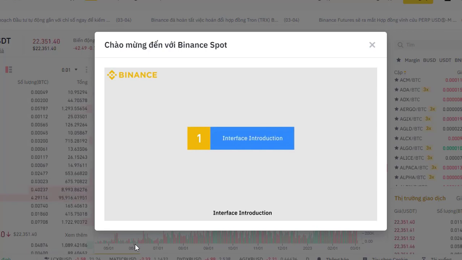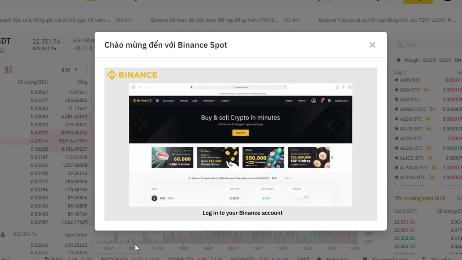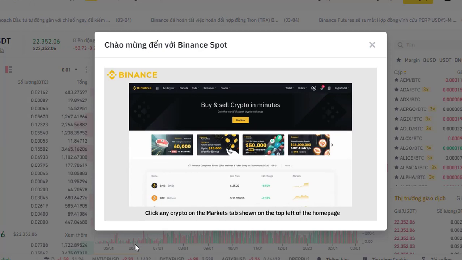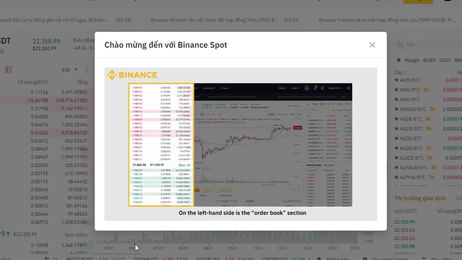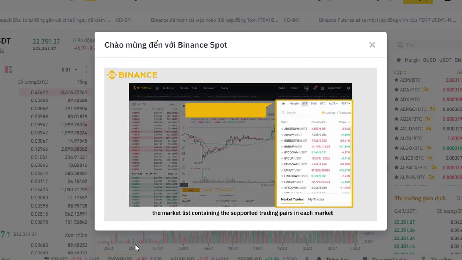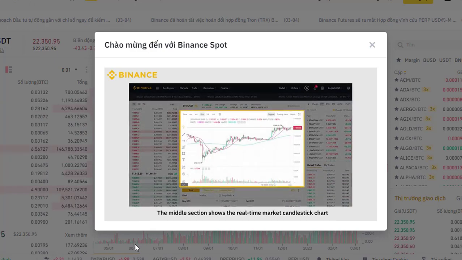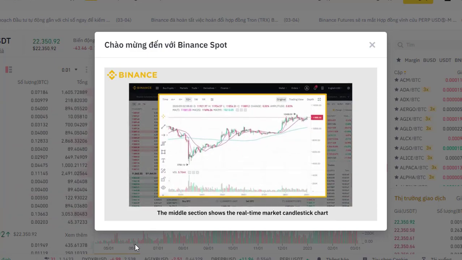Interface Introduction. Log into your Binance account. Click any crypto on the Markets tab shown on the top left of the home page to go to the spot trading page. On the left-hand side is the Order Book section. Asks on top in red, bids at the bottom in green. This section shows the market list containing the supported trading pairs in each market. The middle section shows the real-time market candlestick chart and technical indicators of the trading pair.